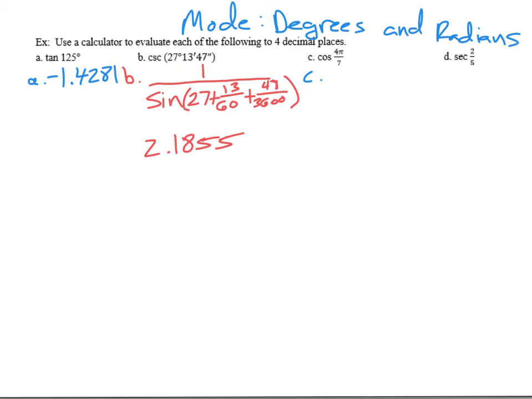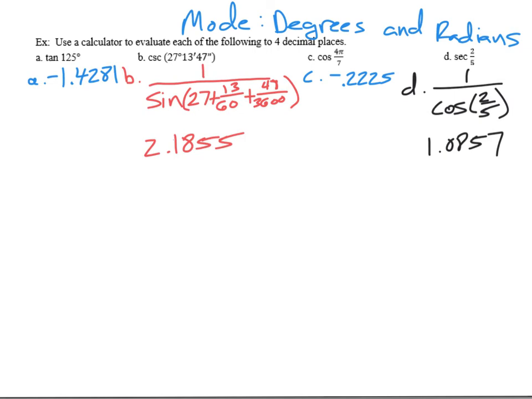This one's really straightforward. 4 pi over 7 should get negative 0.2225. Last but not least, part D. Okay, same kind of thing. It's like, all right, 2/5, right? Which is another good reminder that a radian angle doesn't have to have pi in it. Many times it does. Doesn't have to. Okay? This should be 1 over cosine of 2/5. 1.0857.